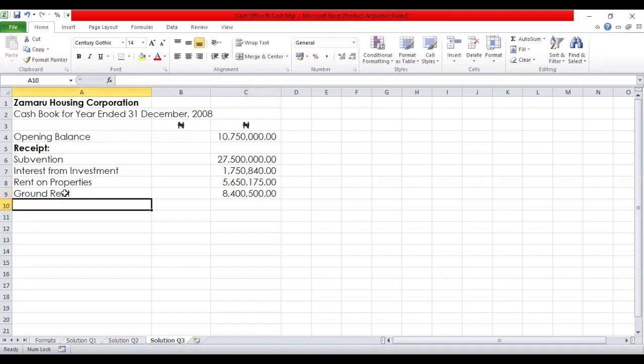The next one. Savings deposit. How much is that? 3,140,500.